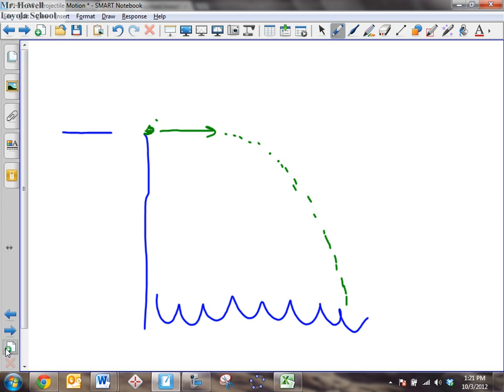So, we have an object kicked horizontally off the cliff. Again, only horizontally. Now, when the object reaches this point on its path right here, we want to think now about what kind of velocity it has.